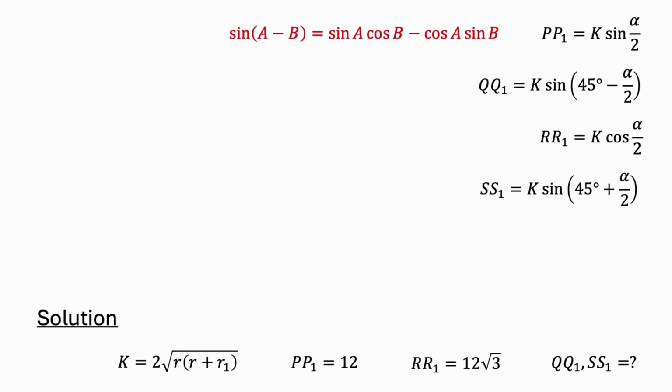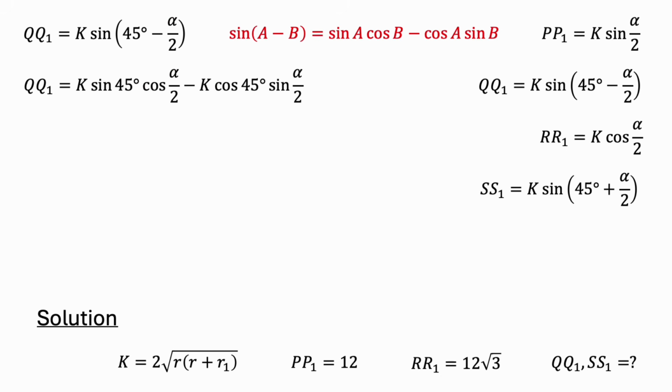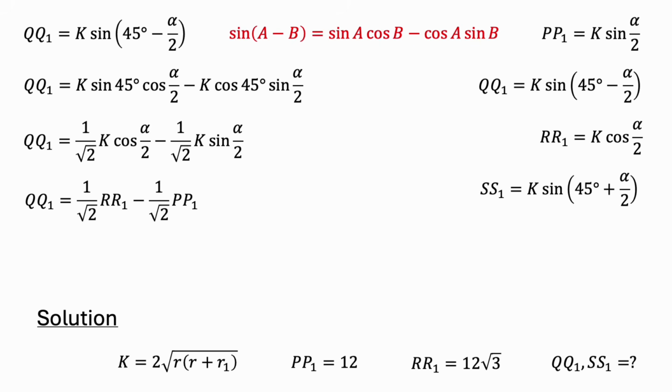Next, using sine of A minus B equals sine A cosine B minus cosine A sine B, the expression for QQ1 becomes K sine 45 degrees cosine alpha over 2 minus K cosine 45 degrees sine alpha over 2, or 1 over square root 2 K cosine alpha over 2 minus 1 over square root 2 K sine alpha over 2. Therefore, QQ1 equals 1 over square root 2 RR1 minus 1 over square root 2 PP1.